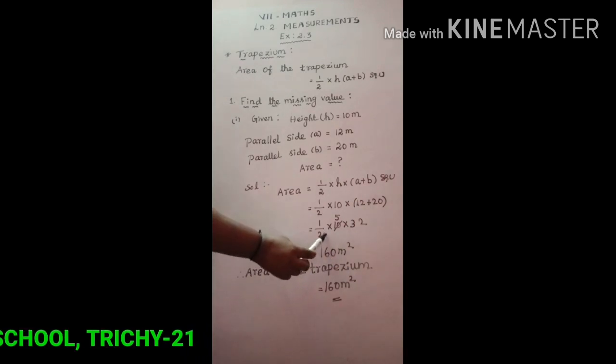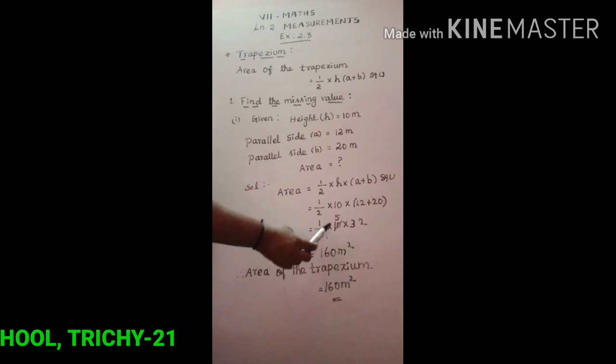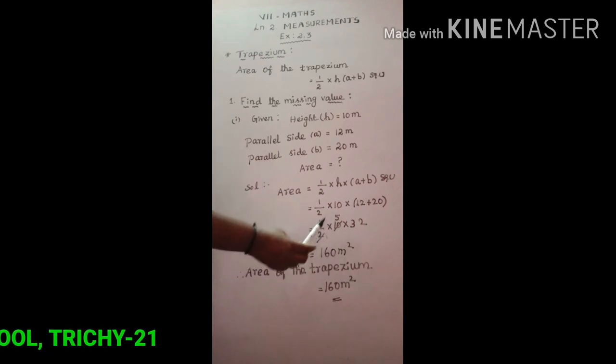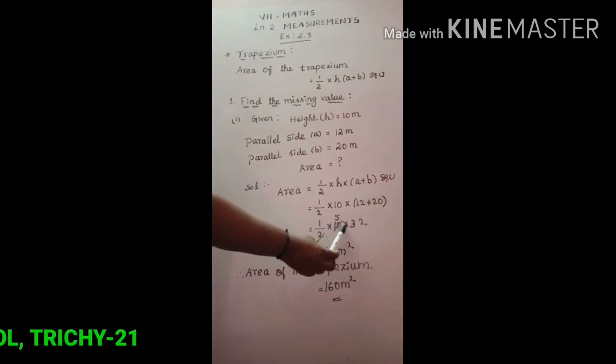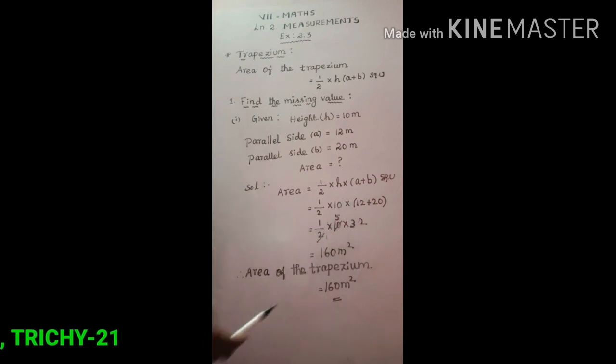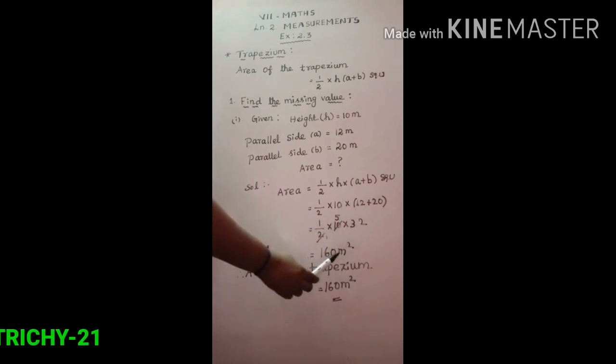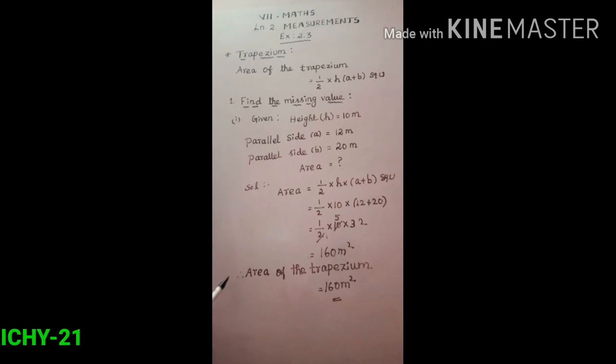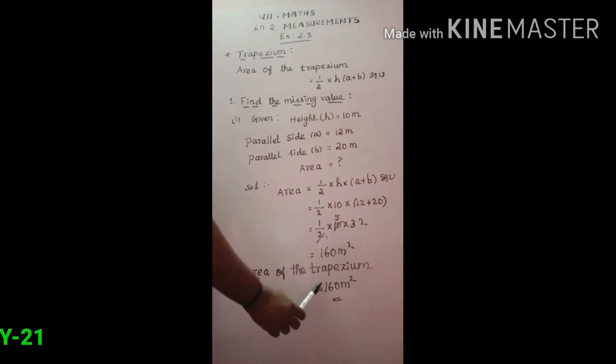Simplify in the 2 table. 1 2s are 2, 5 2s are 10. Now multiply 5 with 32. We have 160 meter square. So the area of the trapezium in the given sum is equal to 160 meter square.